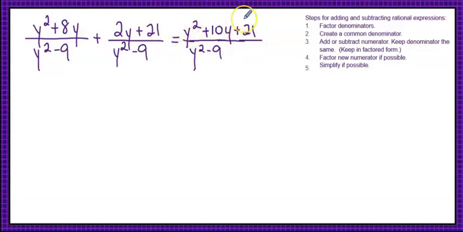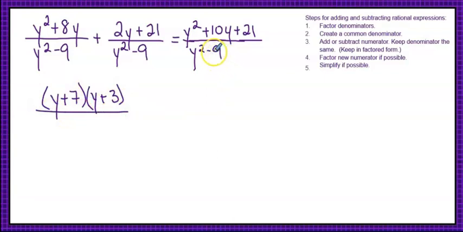So at this point, I need to use my rules for simplifying. So I need to remember how to do that. I need to factor the numerator and denominator. When I factor the numerator, I get y plus 7, y plus 3 as my factors, and then I also need to factor the denominator. That's a difference of two squares, so that's going to be y plus 3 and y minus 3.